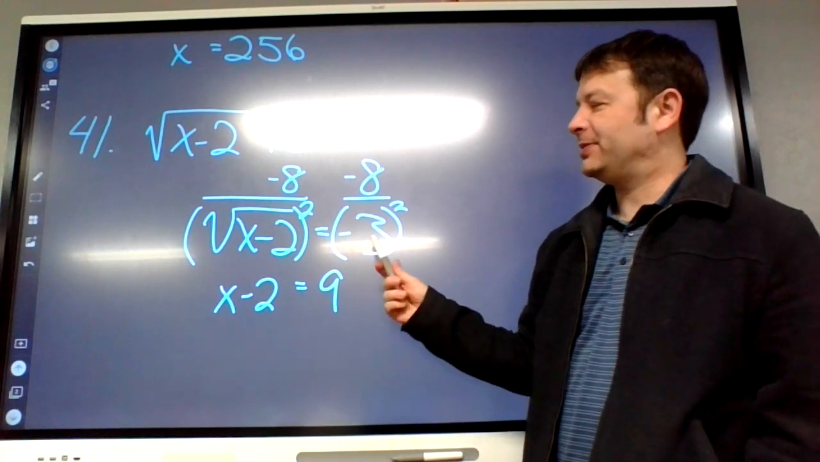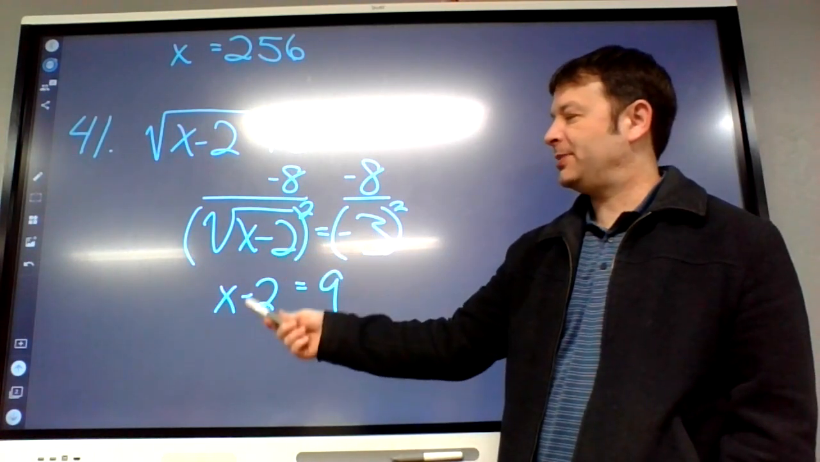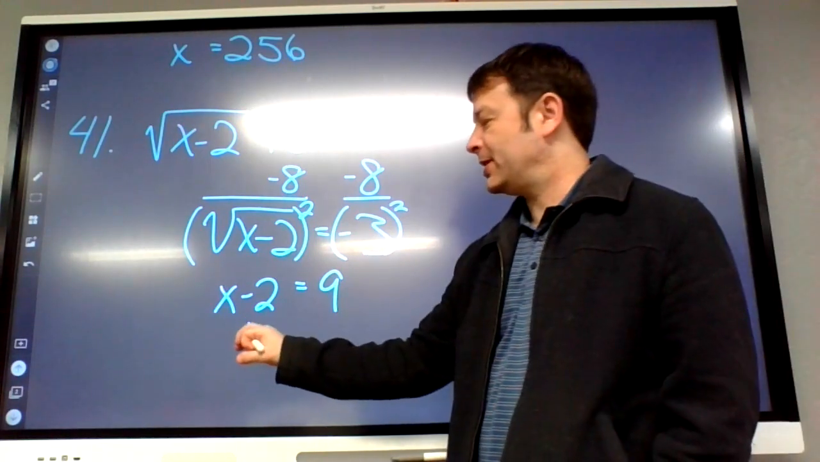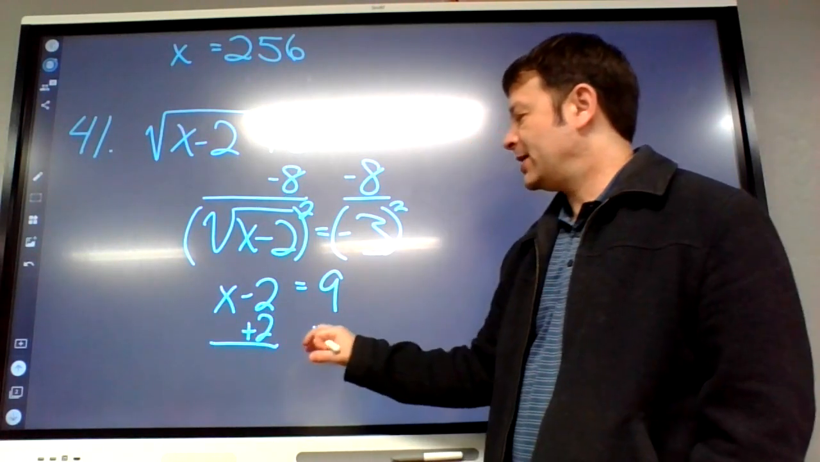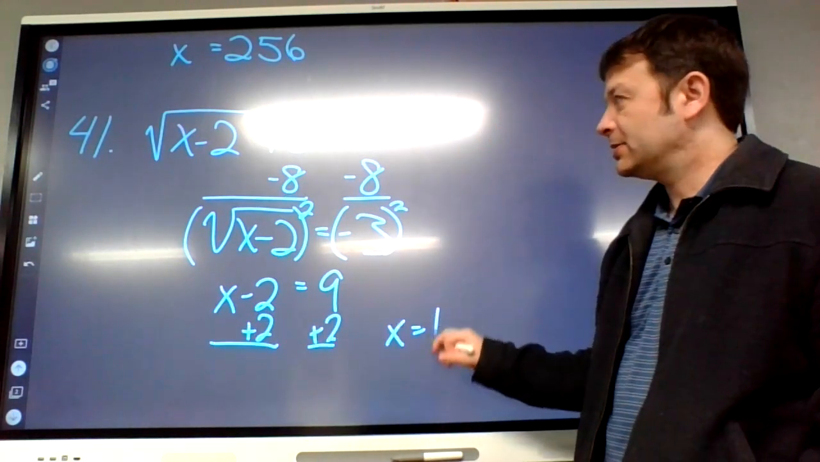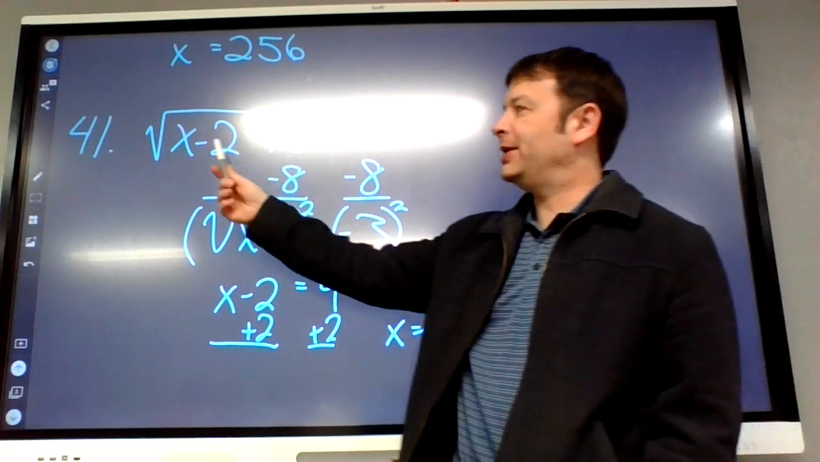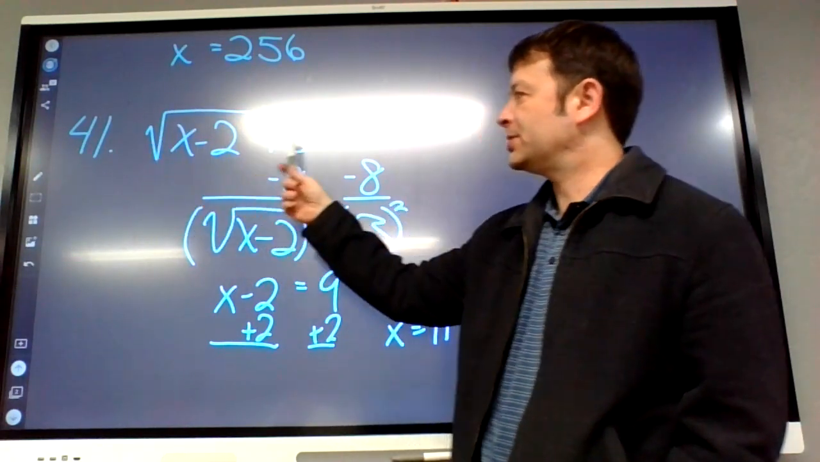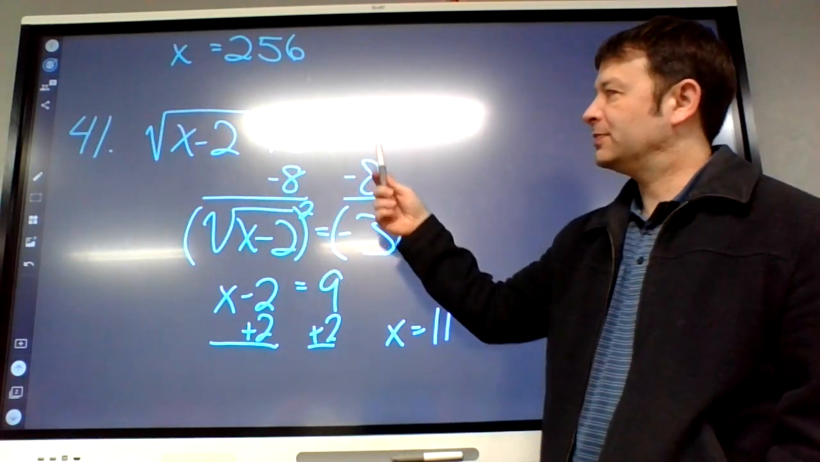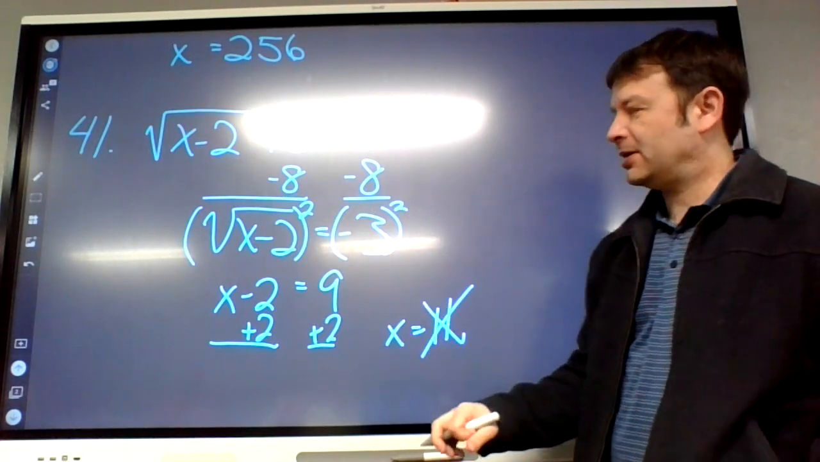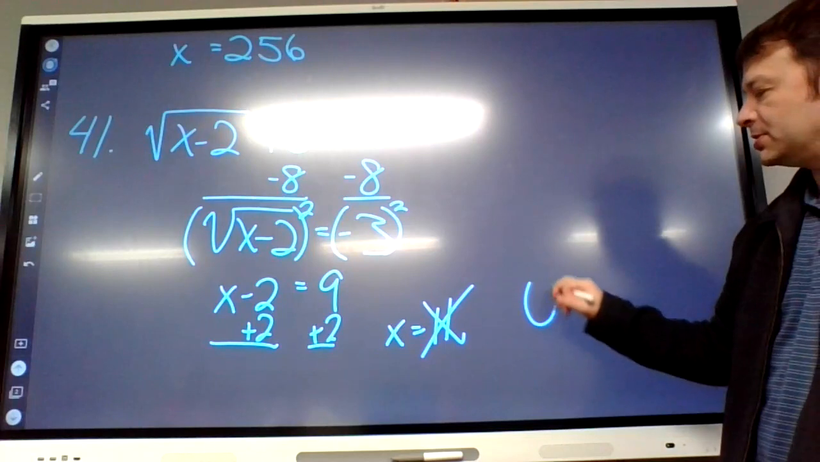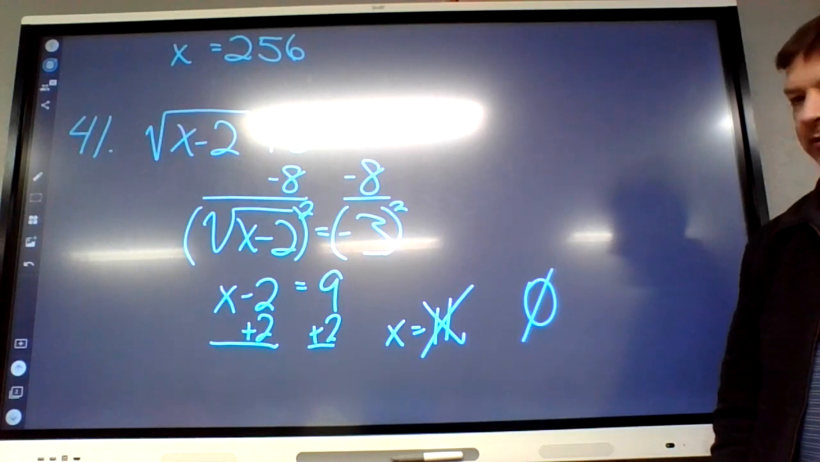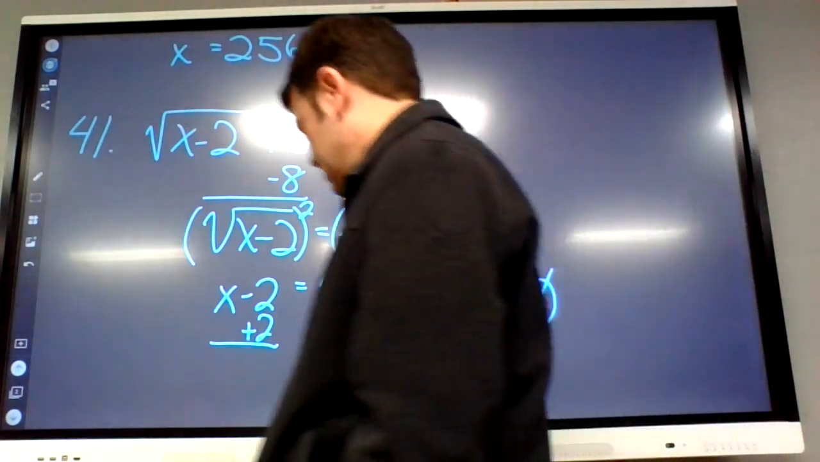Equals 9. Now, this is when problems happen, because this side stayed positive, this side went from negative to positive. This is when we get answers that don't actually exist. If I add 2, I get x equals 11. But if I try plugging 11 back in, 11 minus 2 is 9. The square root of 9 is 3, plus 8 is not 5. So it's not really an answer. This is no solution. Both of the evens do have solutions, by the way. All right, we'll pause there.